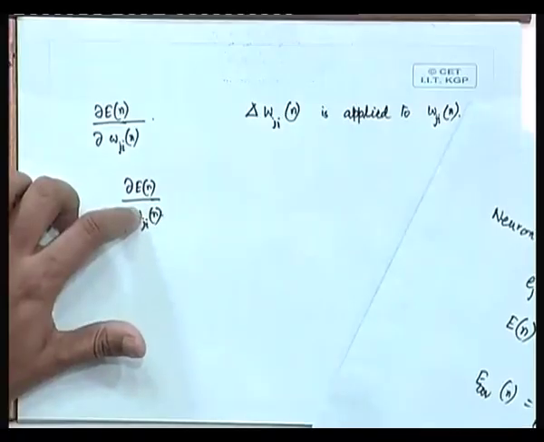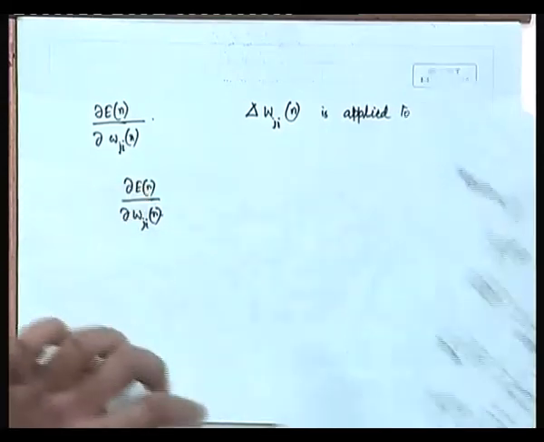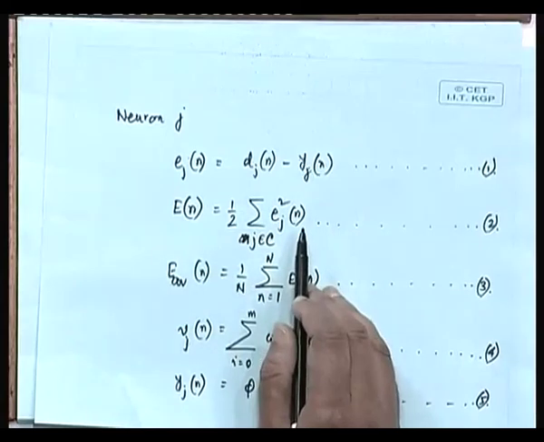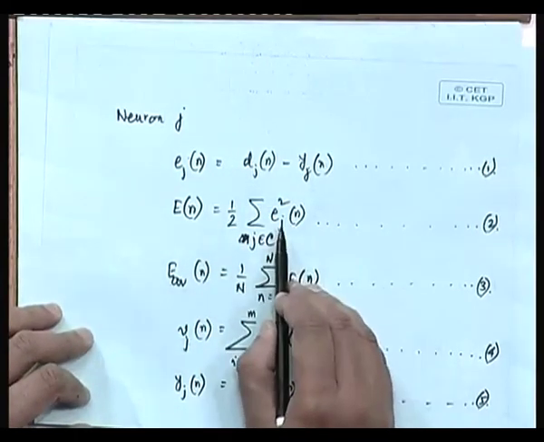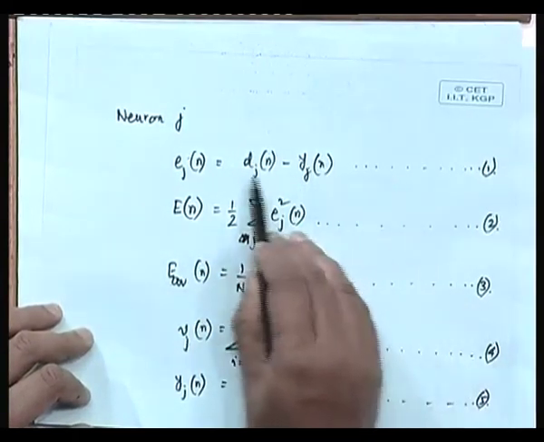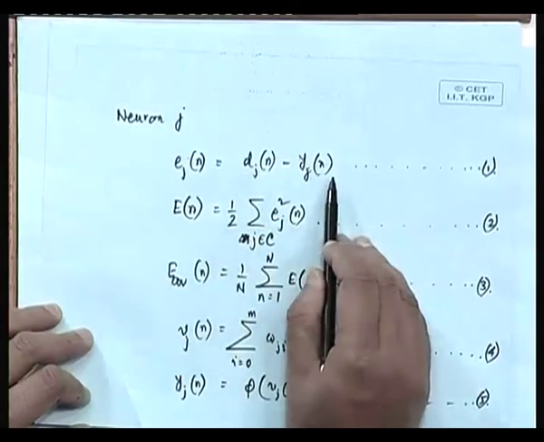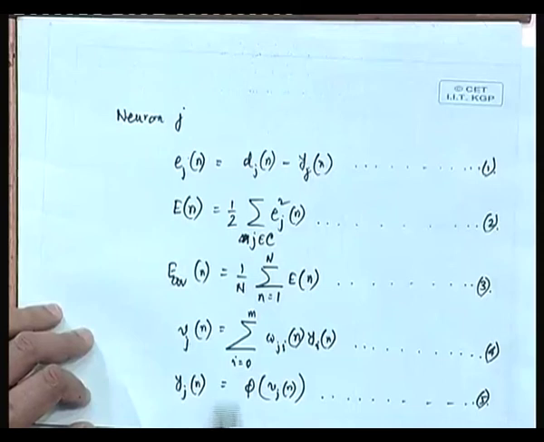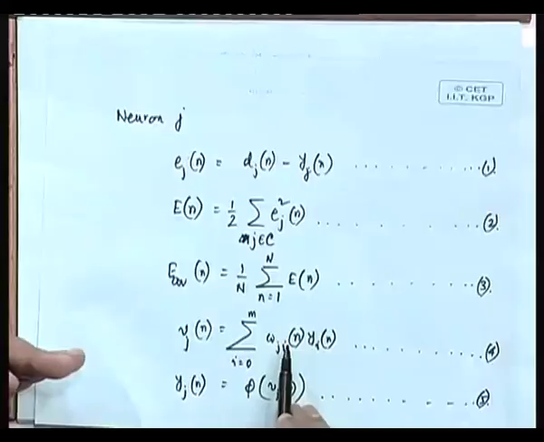So there lies a bit of a problem. Actually, what we have to do is substitute Ejn from equation number 1, where it is to be expressed in terms of dj and yj, and again yj will be expressed as vj, and vj is expressed in terms of wji, and only then can we differentiate with respect to wji. So it is a little bit cumbersome.